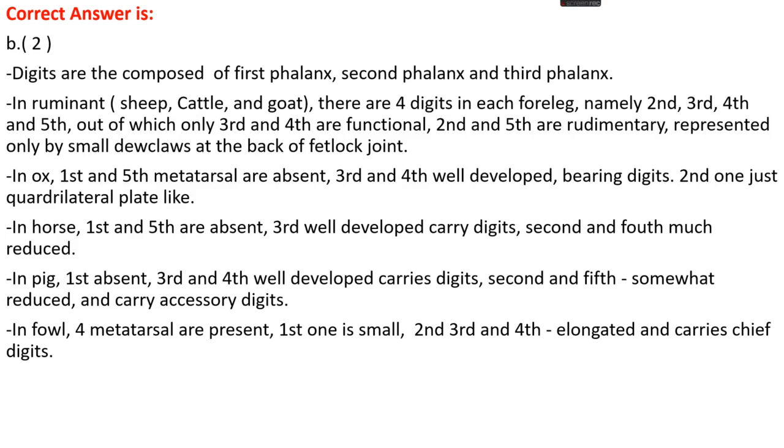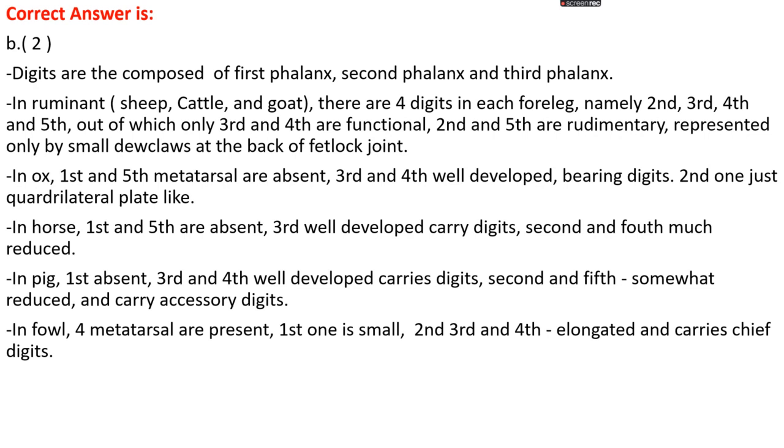In case of ruminants like sheep, cattle, and goat, there are actually 4 digits, named second, third, fourth, and fifth, out of which third and fourth are well developed, while fifth and second are rudimentary, and mainly represented by a small dew claw which is located at the back of the fetlock joint.